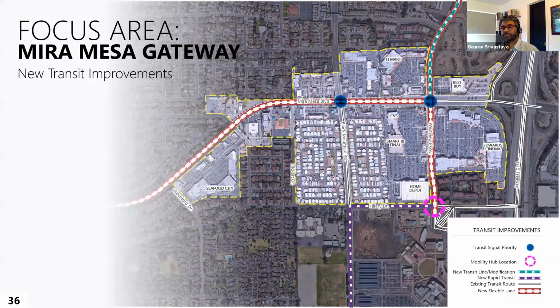As we saw in the previous focus areas, some of our mobility concepts include flex lanes along Mira Mesa Boulevard and Westview Parkway, as well as a mobility hub location, which would be where currently the transit center is located. And this would provide opportunities for intermodal transfers between bicycles, buses, and other transit use.